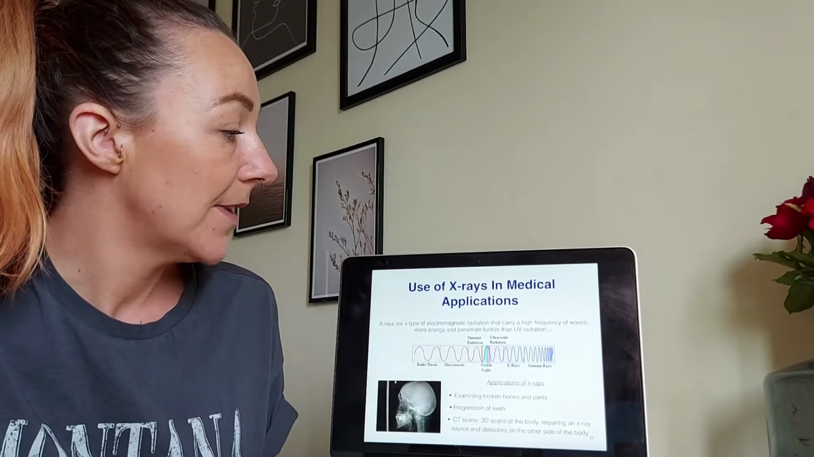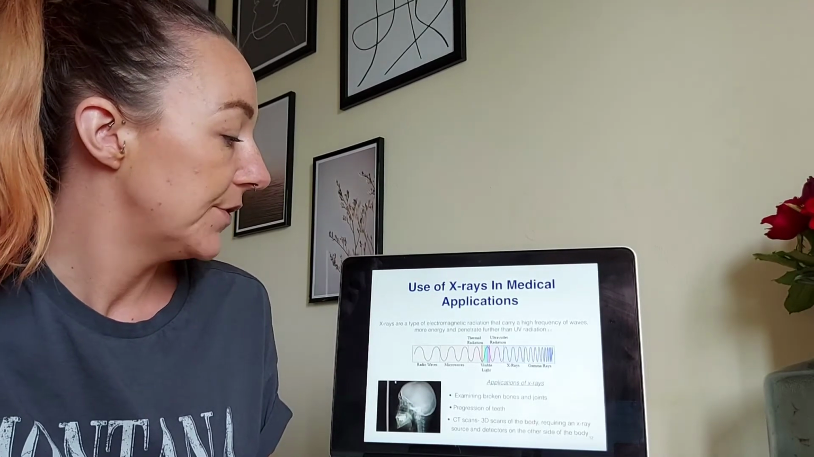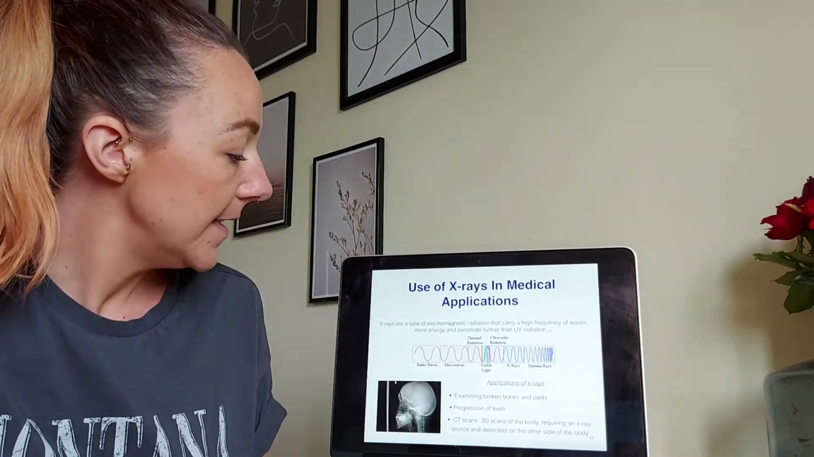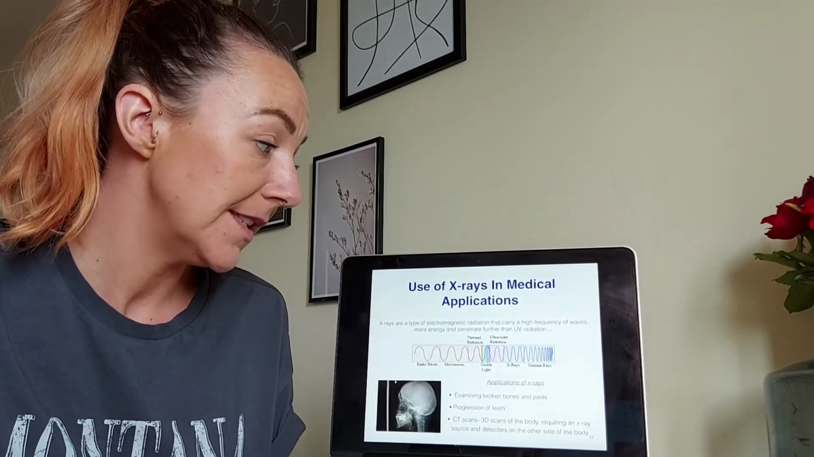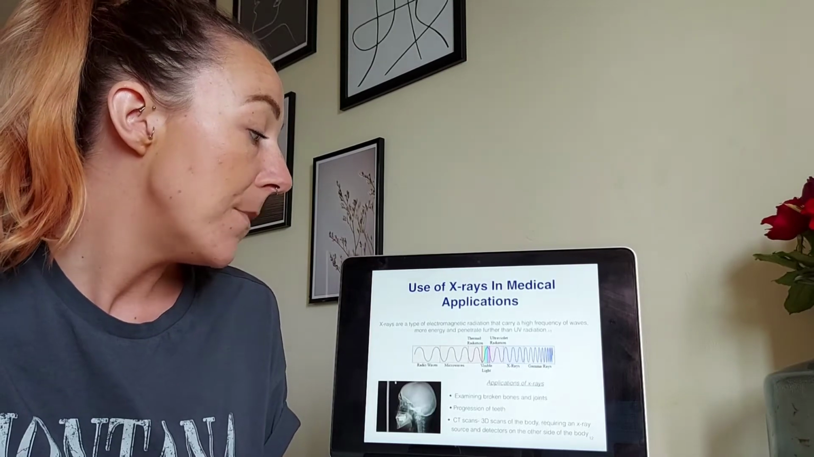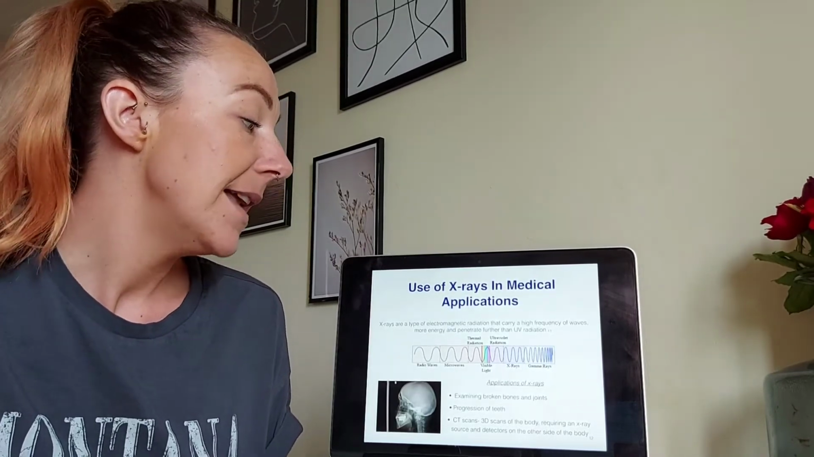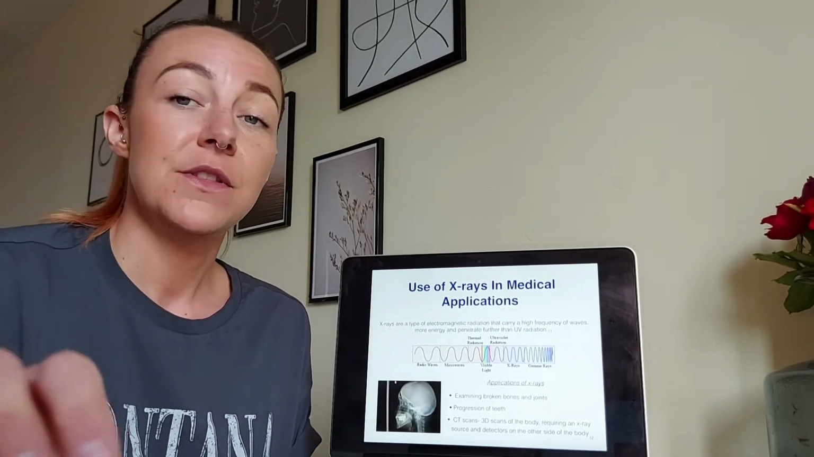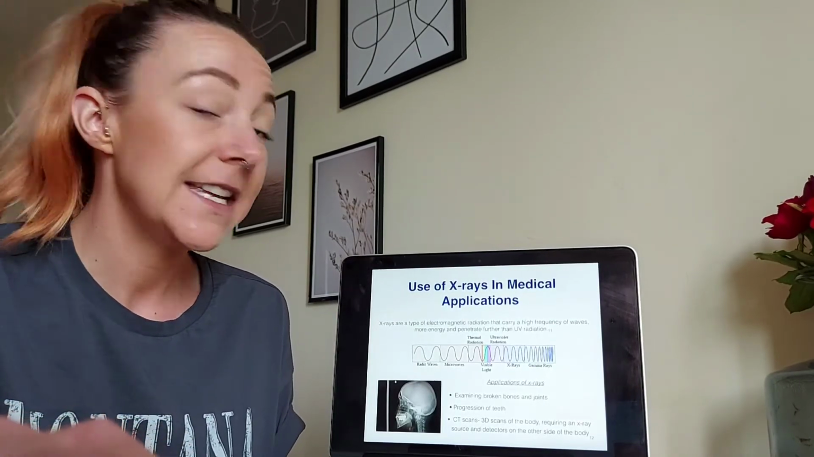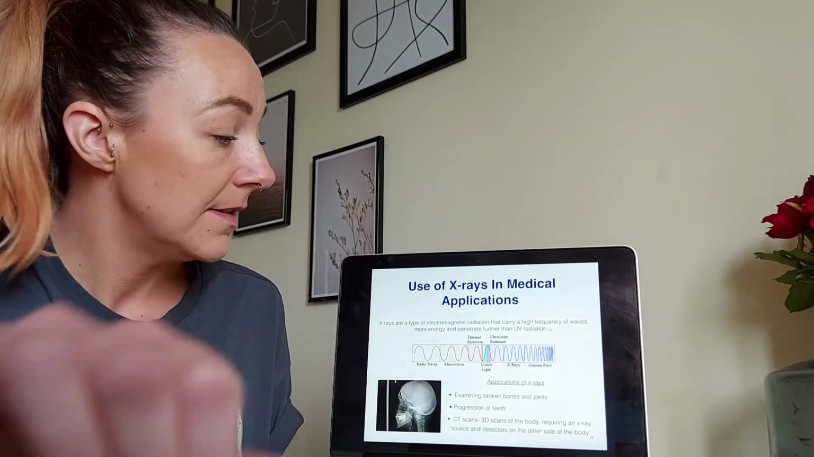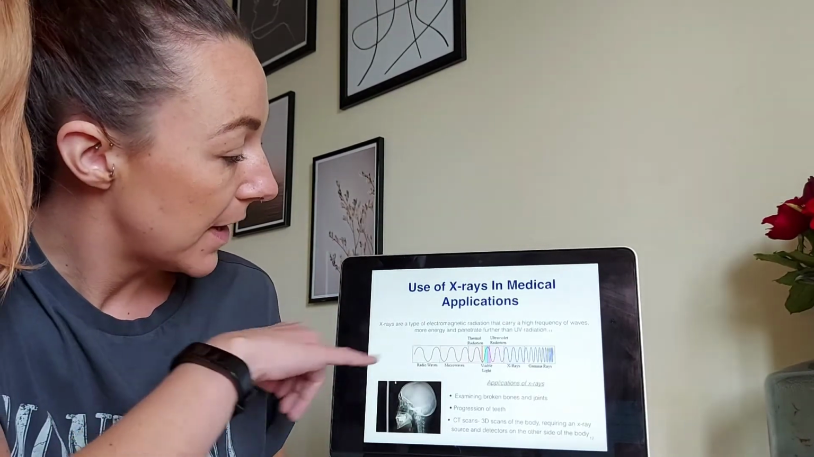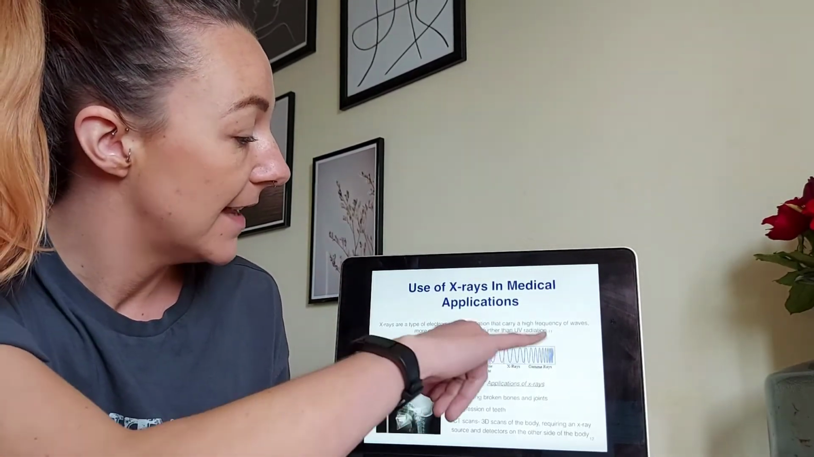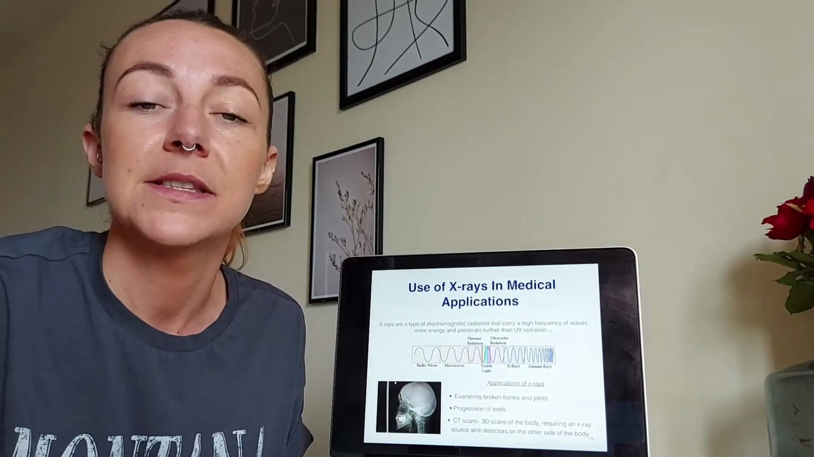Use of X-rays in medical applications. X-rays are a type of electromagnetic radiation that carry a high frequency of waves, more energy, and penetrate further than ultraviolet radiation. And this is where they reside, in between UV radiation and gamma rays, as you can see there.